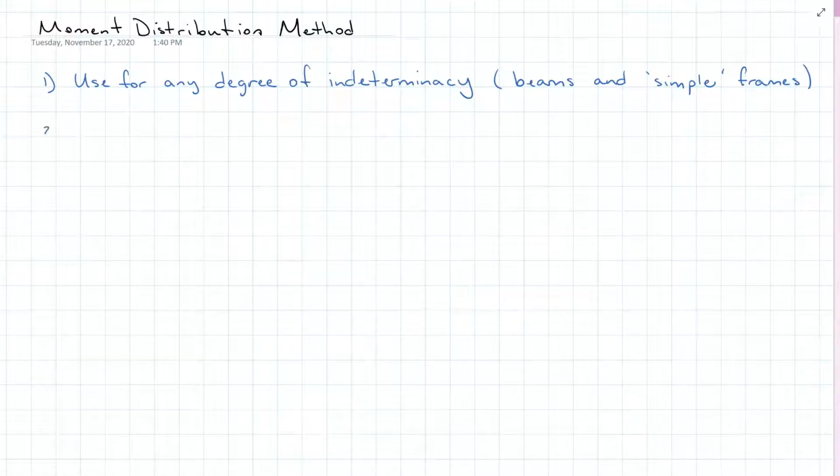With moment distribution method, we assume that there is no axial deformation or that it's so small that it's negligible. Third, we're going to assume that the members are prismatic. It's the same cross-section material throughout.